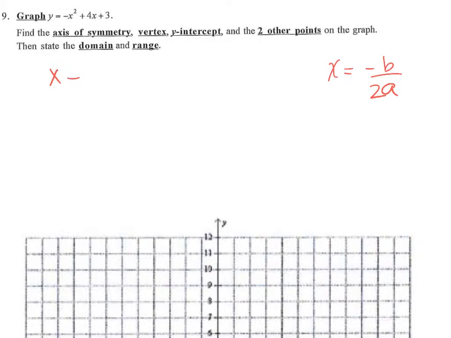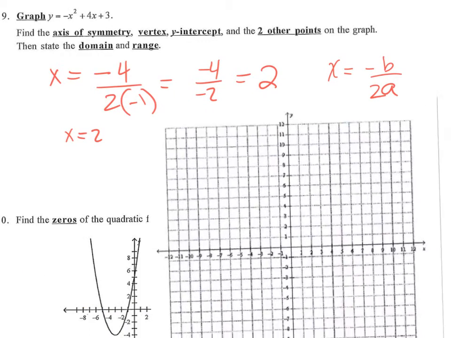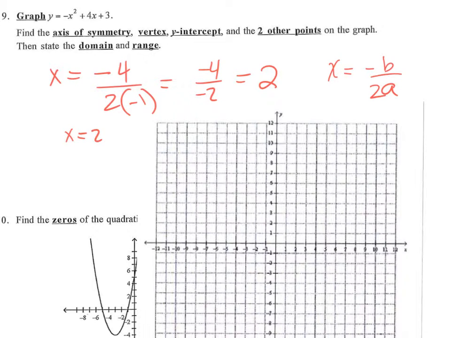So, I'm going to get x equals the opposite of b, what's b equal to? Opposite of 4 over 2 times a, what's a? -1. And when I do the math, I get -4 over -2, which is equal to 2. What must I write in order for this to be an axis? x equals 2. Good. So I know the axis of symmetry is x equals 2. So if I wanted to graph that, I would go to the graph, 2 on the x, and then I could make a vertical line. That's my axis of symmetry.